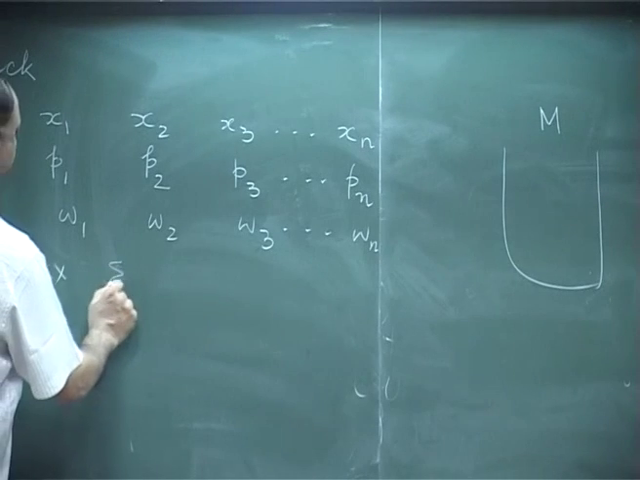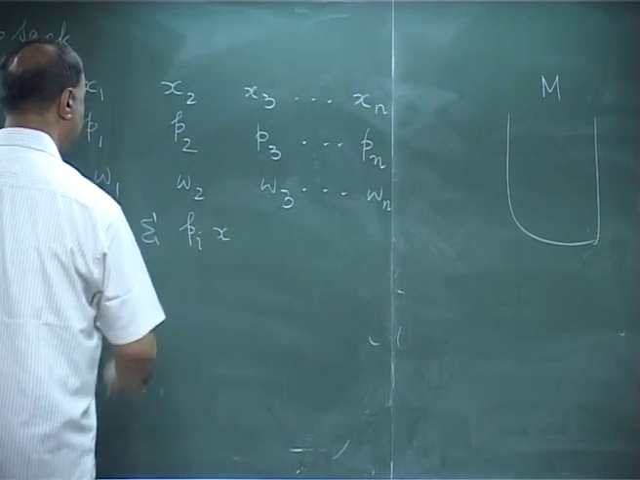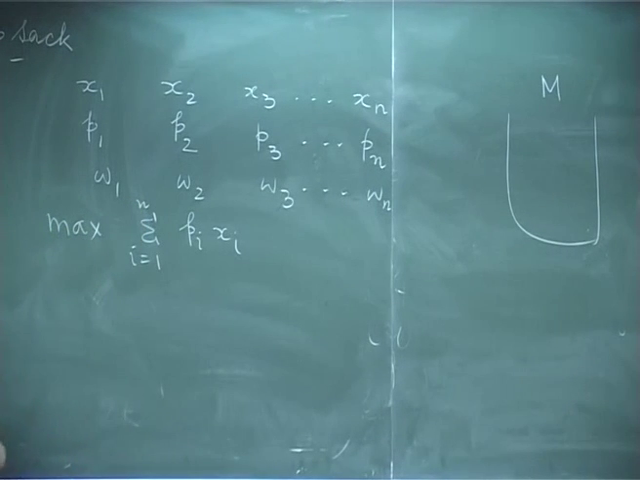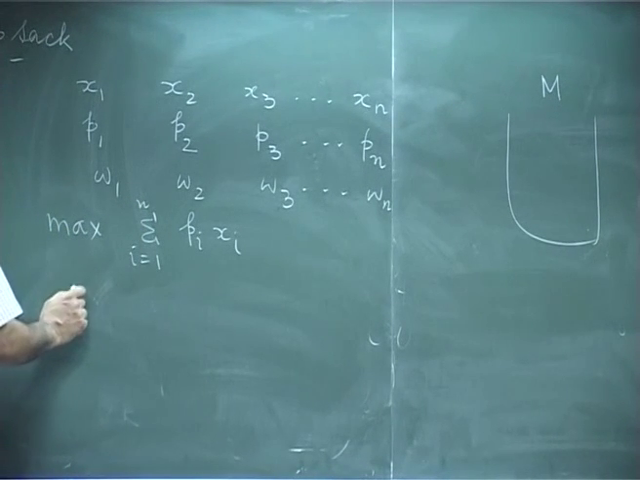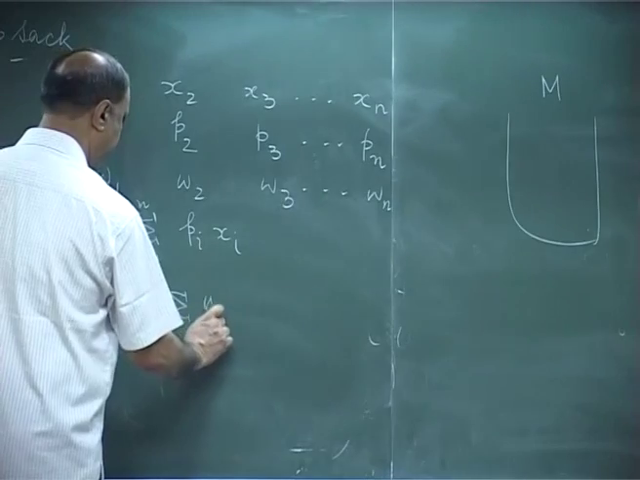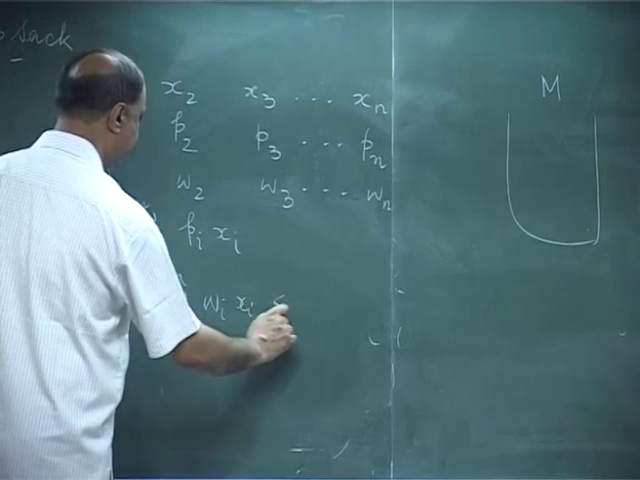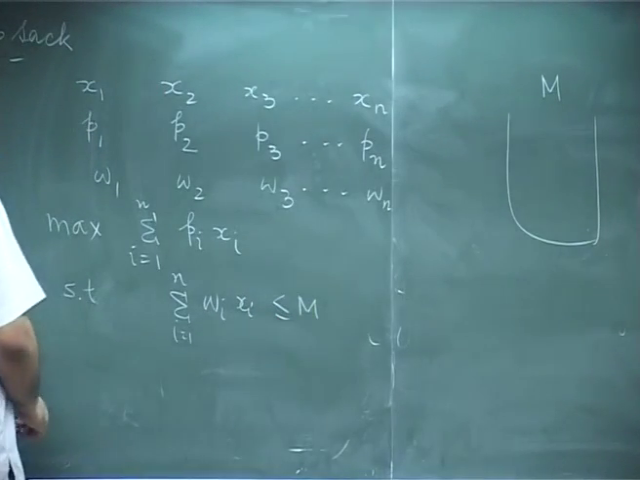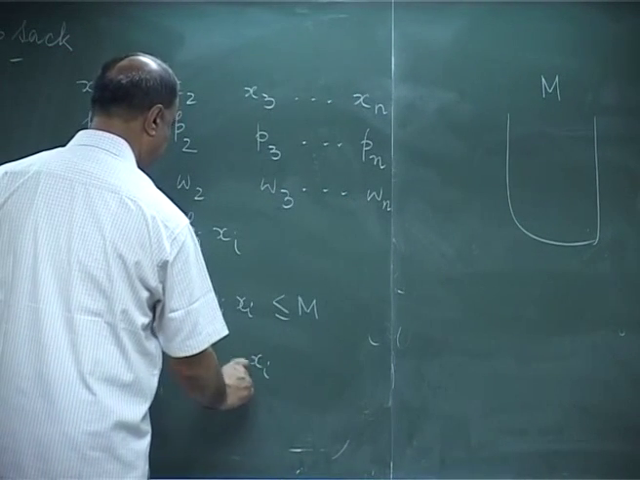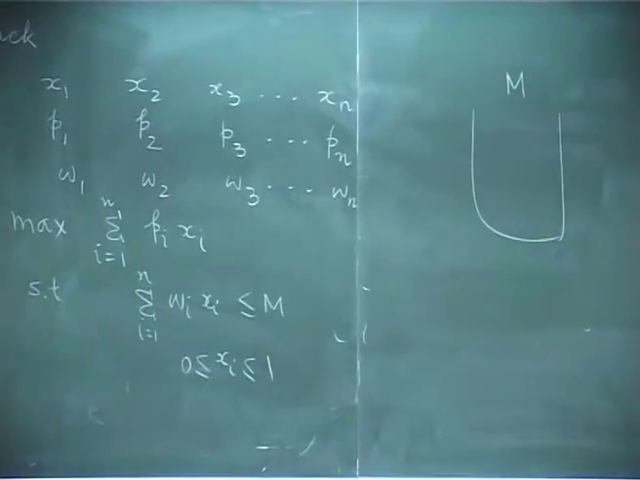I can write: maximize summation pi xi, i equals 1 to n, subject to the condition that summation wi xi, i is 1 to n, is less than or equal to m, and xi is lying between 0 and 1, and weights are positive, right?